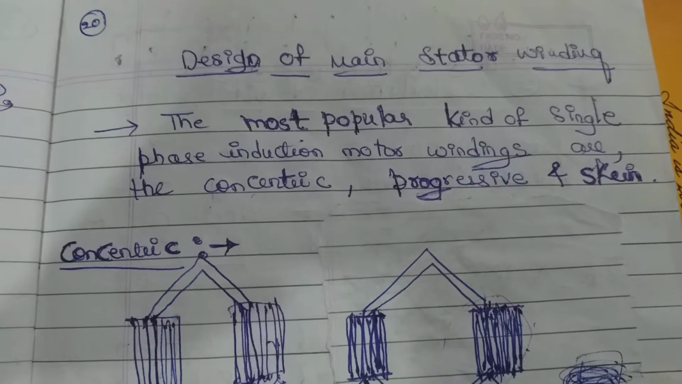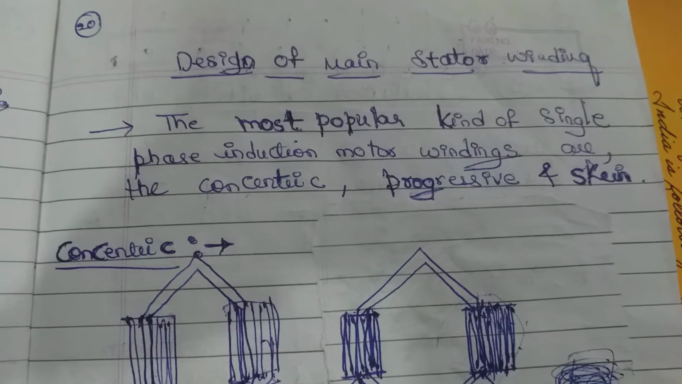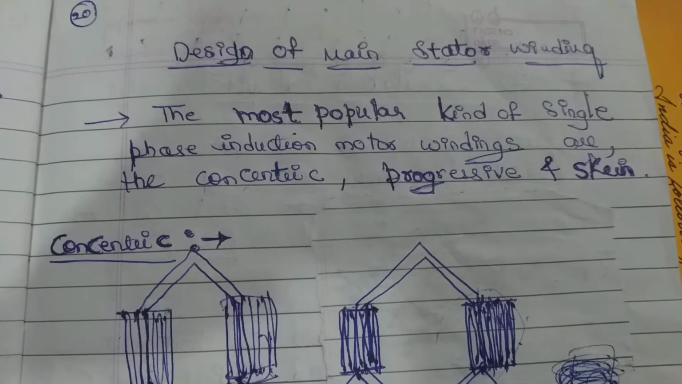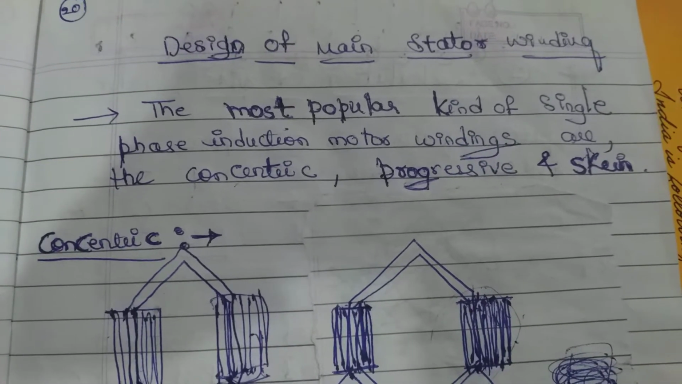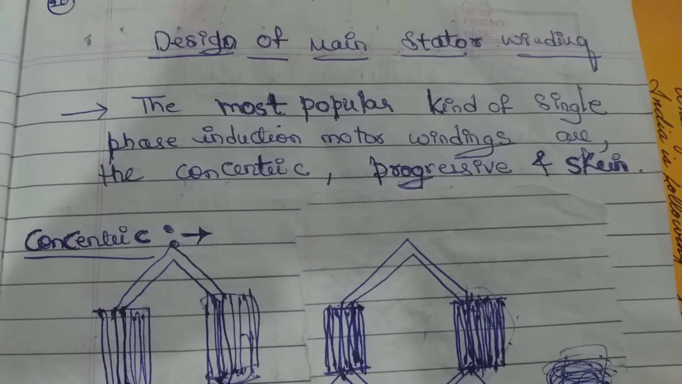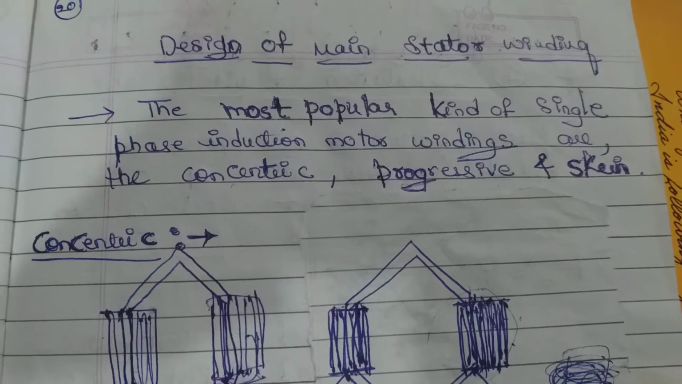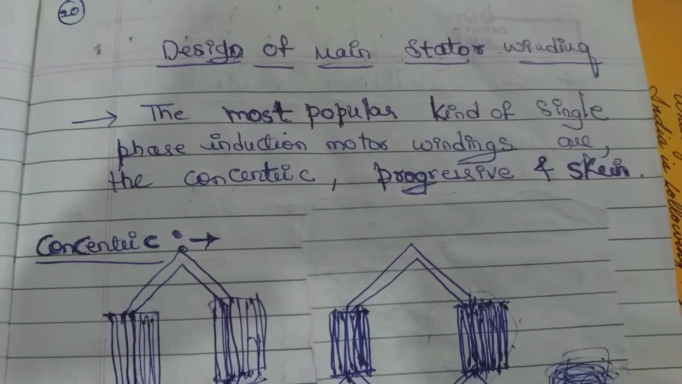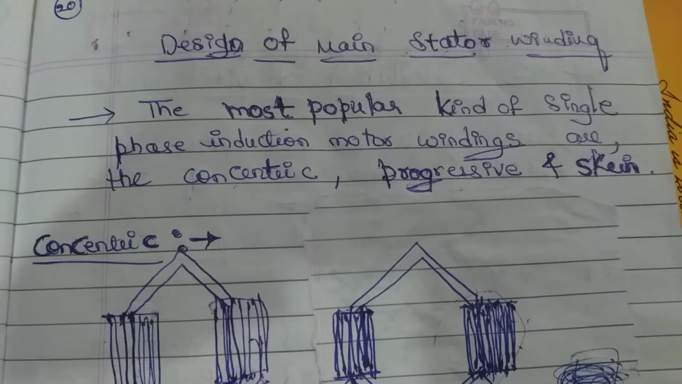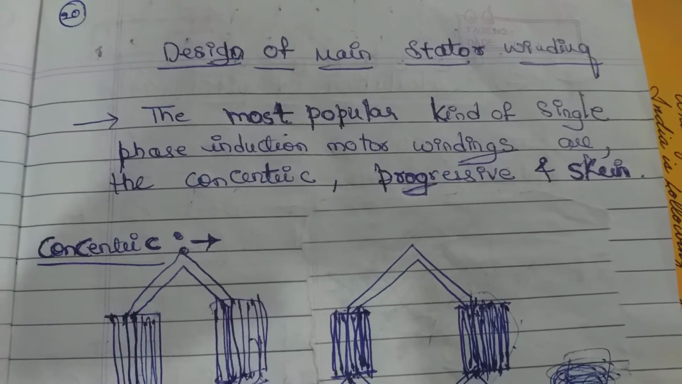Good afternoon. In the previous video, we have seen how the stator punching of a single phase induction motor is designed, and we have solved the problem on that. Now in this video, as we know that the induction motor has two windings, one is a main winding, another one is an auxiliary winding. So here we are going to design the main stator winding.